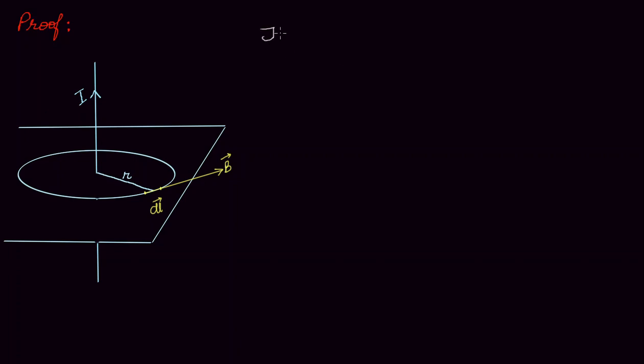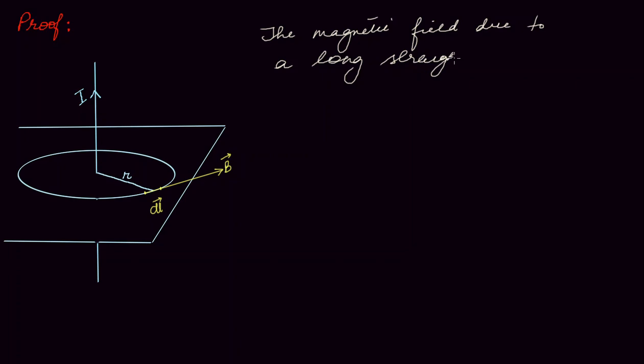The magnetic field due to a long straight wire is given by B is equal to mu naught I by 2 pi r.